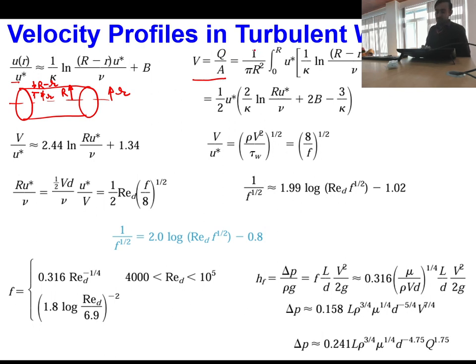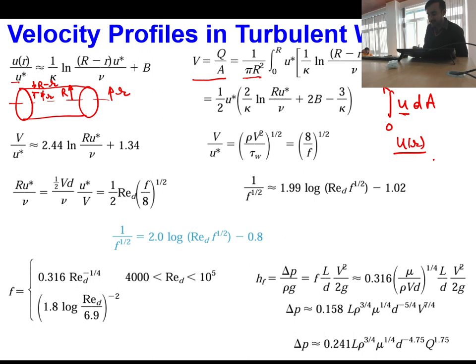Okay, so area of the pipe is πr², and volumetric flow rate can be written as the integral of u times dA, with integration from 0 to capital R. Okay, so u will be nothing but velocity at any arbitrary location, u(r), and corresponding to that location, what is my cross sectional area?